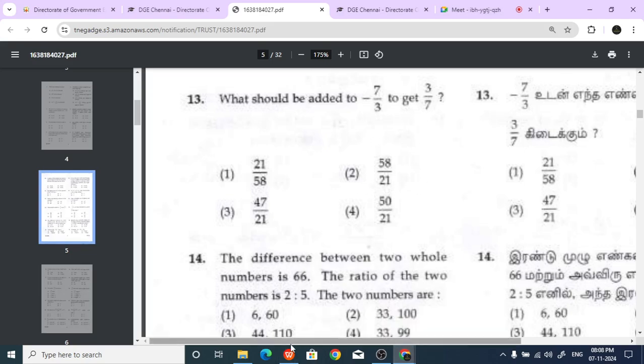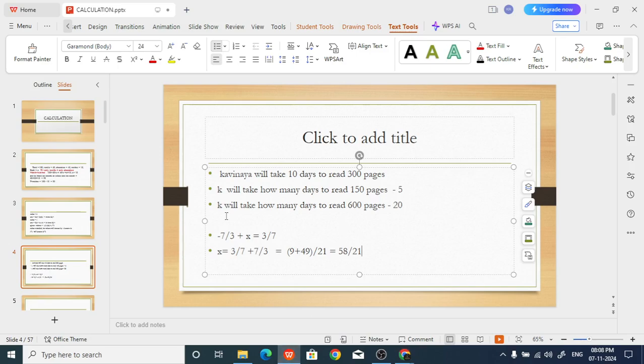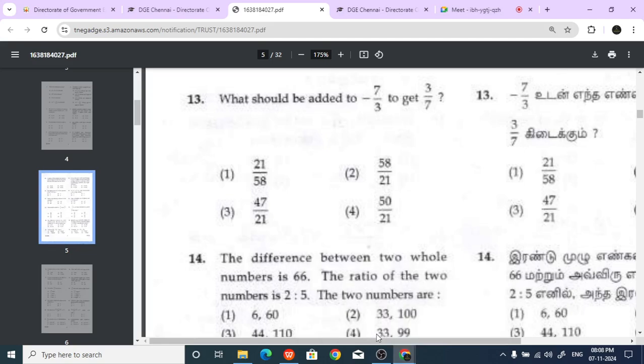So this is the methodology. Don't get confused. This question may confuse you, 7 by 3 and 3 by 7. And you say minus 7 by 3 plus x should be added, he said. So you put plus x equal to 3 by 7, and from that you can find x. So that's it. Okay. Next question.